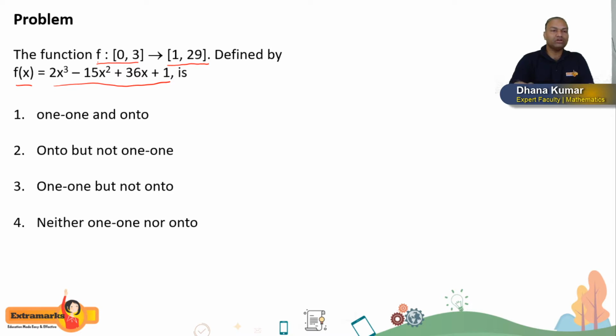Right. So first of all, you see here I am calculating the derivative f dash of x. Here f dash of x is what? Derivative of this. x cube derivative is 3x square, 3 into 2, 6. So 6x square minus 15x square derivative is 2x, 2 into 15, 30. So 30x plus 36x derivative is 36. And 1 derivative is 0.